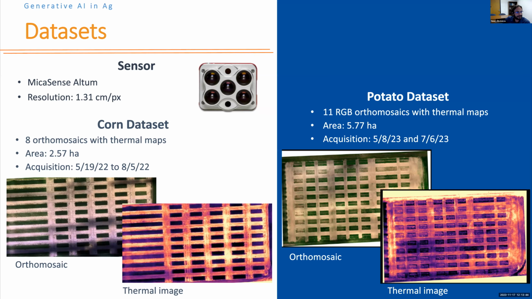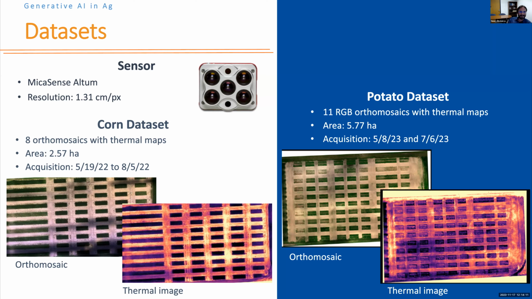So the corn data set's about 2.5 acres, the area that it covers. Data was acquired in August 2022. In the potato data set, the area is a little higher, as you can see. But the resolution, the sensor is the same, right? And the acquisition here is from May to July.